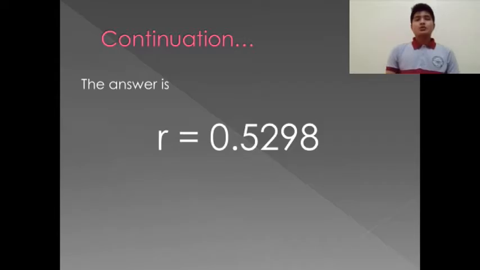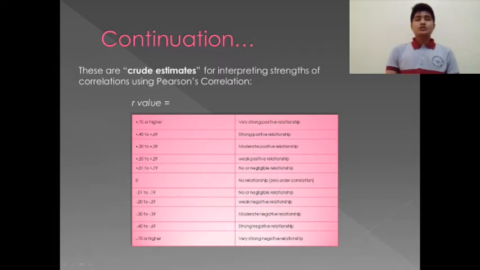Then compute. We will have r equals 0.5298. As you can see, this is the crude estimates. This is used for interpreting the strength of the correlation using Pearson's correlation.